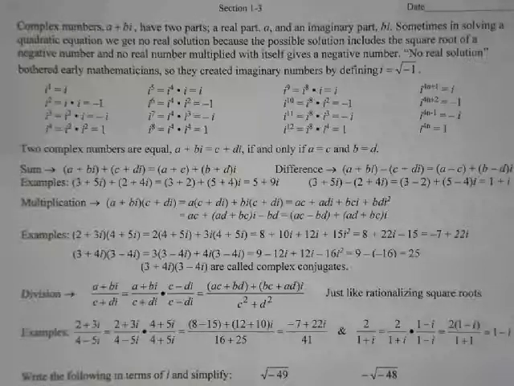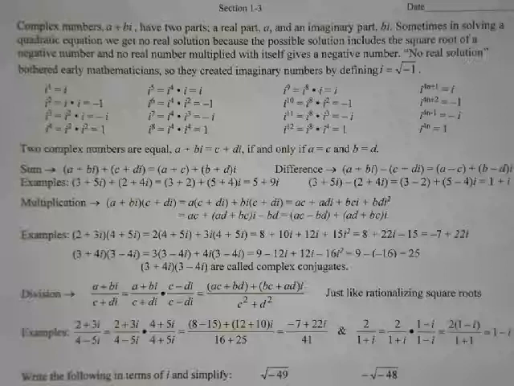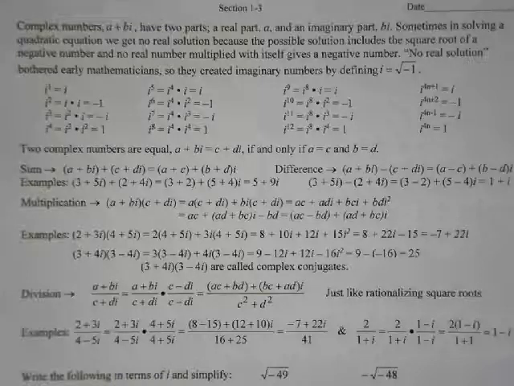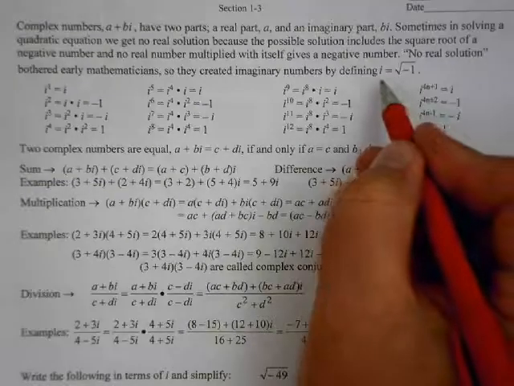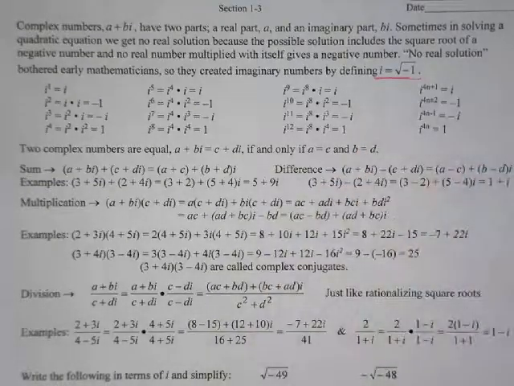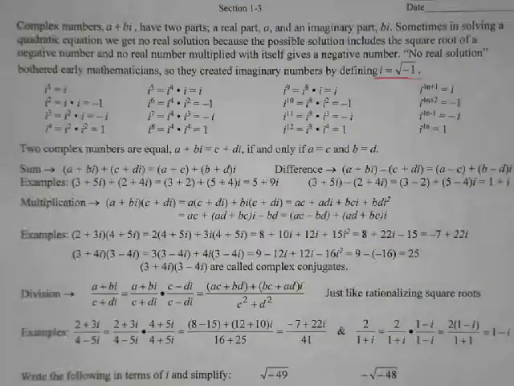However, we can still find those solutions. They're just not real ones. No real solutions bothered those early mathematicians. And so they created the imaginary ones. I equals the square root of -1.